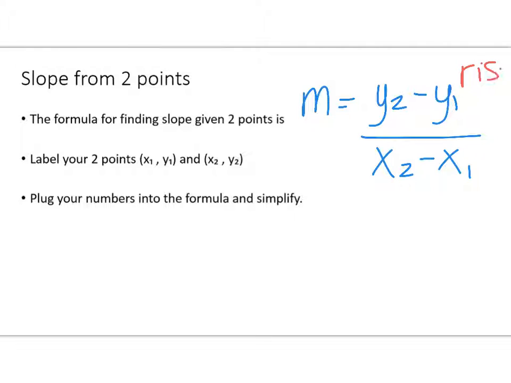So your y's go up and down and your x's go left and right. When you put it into the formula, your up and downs need to go on top and your left and rights need to go on bottom. So the y's go on top and the x's go on bottom. Label your two points x1, y1, x2, y2, and then plug your numbers into the formula and simplify.